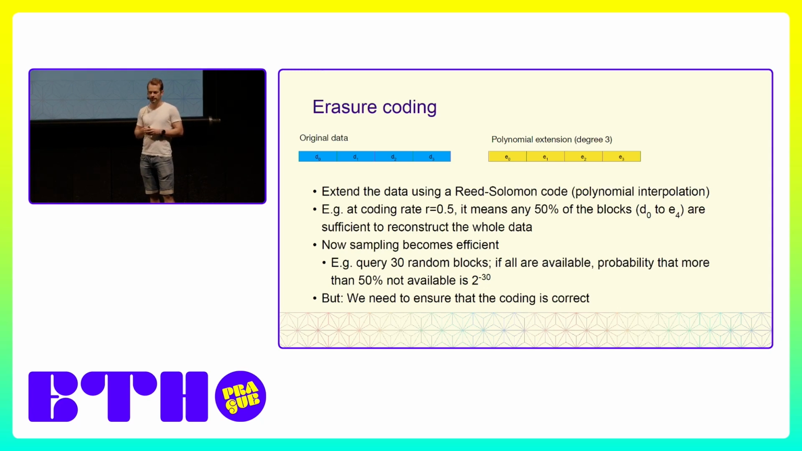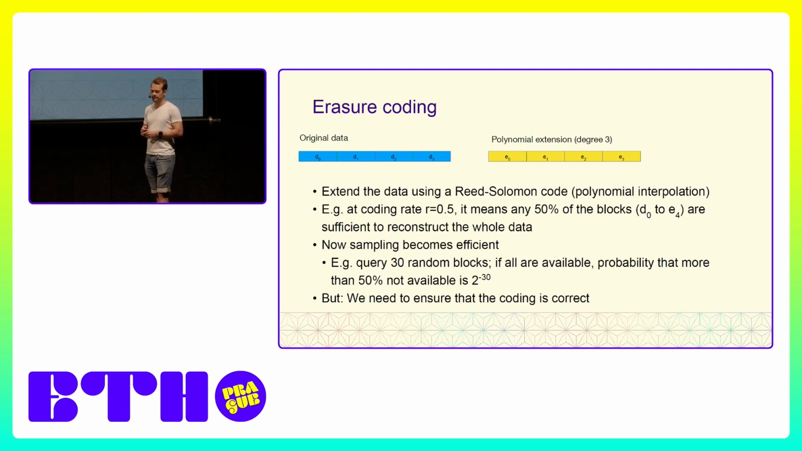What we need is a way to amplify this. We need a way to encode the data so that data availability sampling actually works. The way we do that is we take our data and we encode it with erasure codes. What we use are so-called Reed-Solomon codes, which is a fancy name for polynomial interpolation.